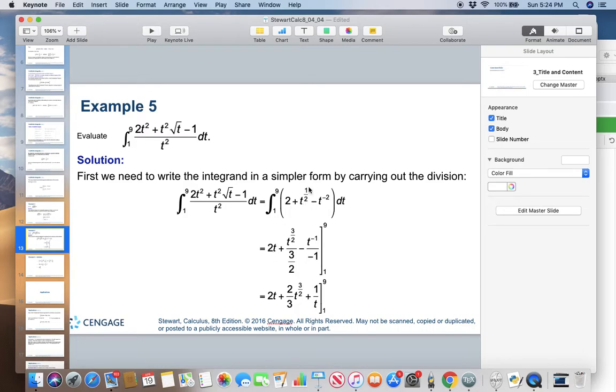This, increase the power by 1 and divide by the new power. Likewise, this, increase the power by 1 and divide by the new power. All right. So now mind you, what is division by a fraction? It is multiplication by its reciprocal. Okay. So 2t plus 2/3 t to the power 3 halves plus, why did this become plus? Negative and a negative is a plus. t to the negative 1 goes downstairs, 1 over t.